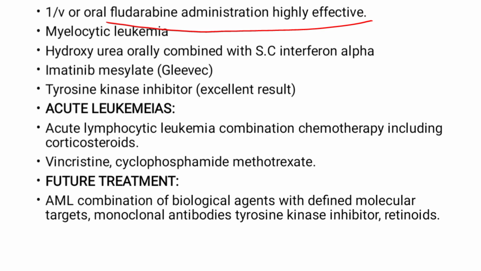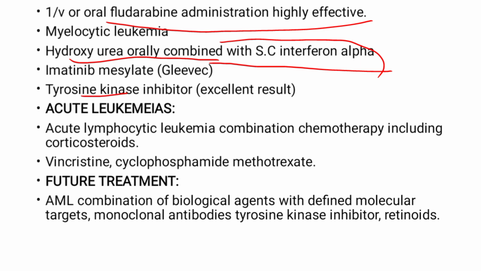For myelocytic leukemia, hydroxyurea orally combined with subcutaneous interferon alpha. Means if a patient has myelocytic leukemia, you have to give hydroxyurea with subcutaneous interferon alpha. Then you can give imatinib mesylate. Okay, now you can give tyrosine kinase inhibitor, excellent result. Remember, for myelocytic leukemia the best is tyrosine kinase inhibitor.